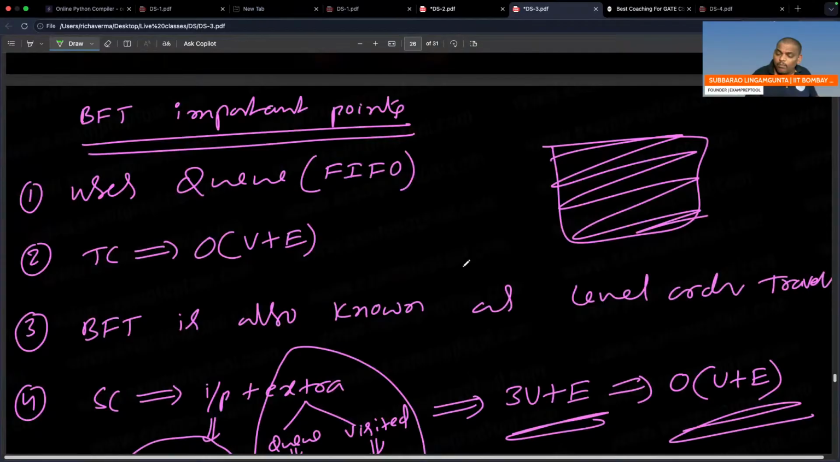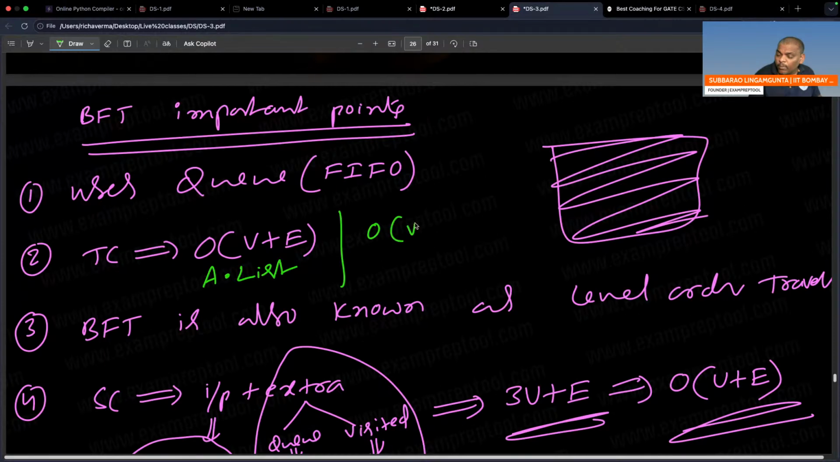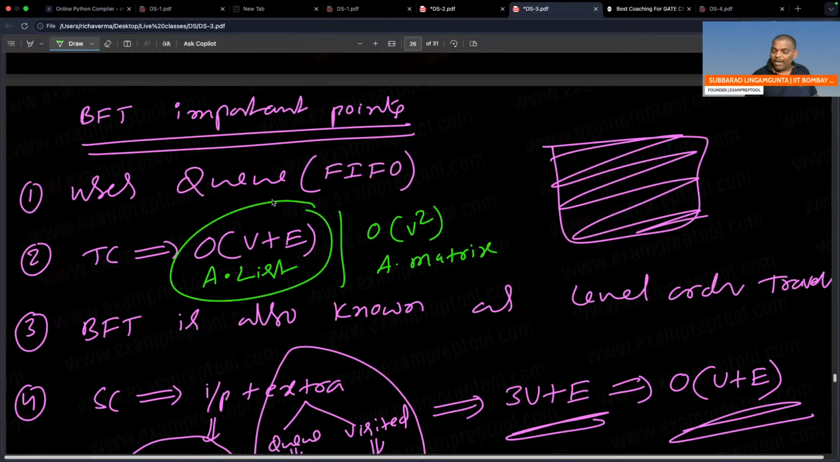Time complexity is V plus E if the graph is represented in the form of an adjacency list. If the graph is represented in the form of an adjacency matrix, it is V square. Write this. So to visit the total graph, a list takes V plus E time, and a matrix takes order of V square.